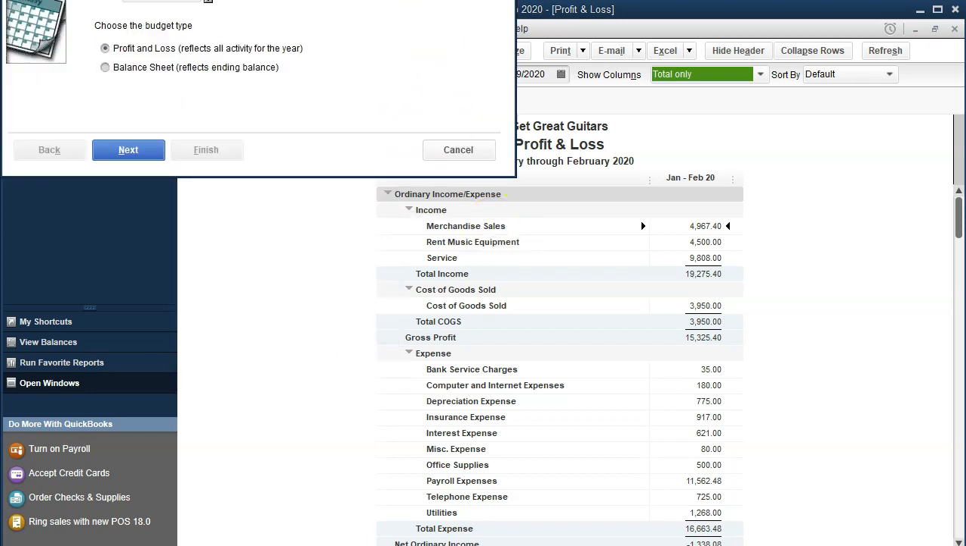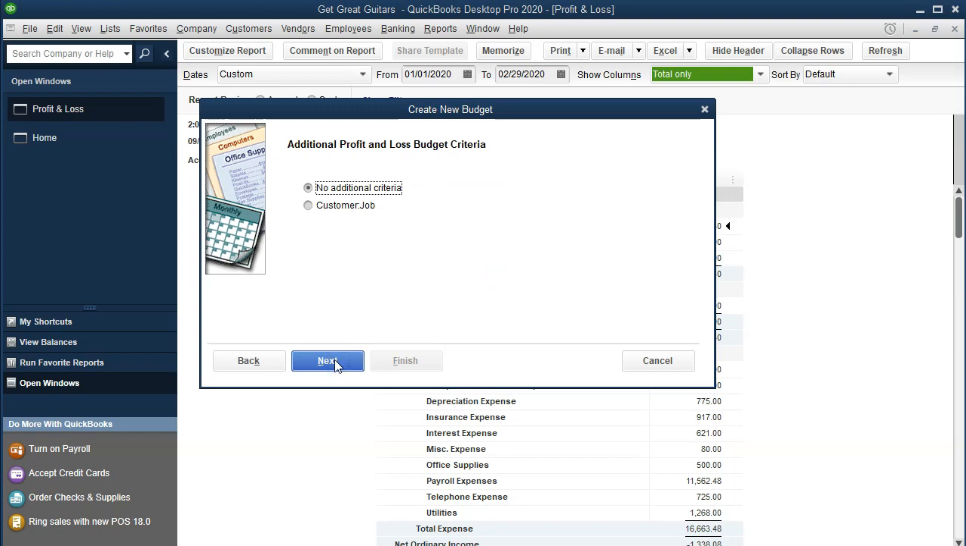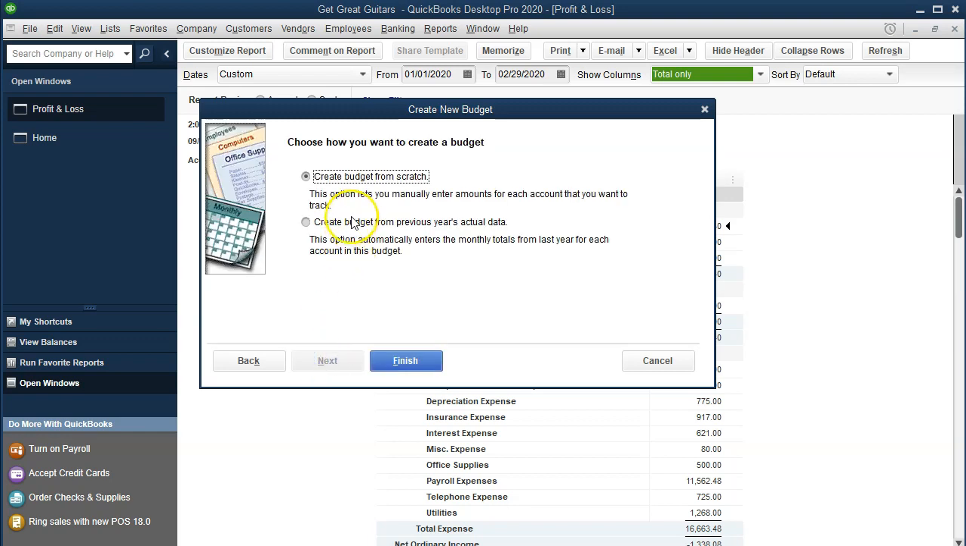And then within the set up budgets, we have the begin by specifying the year and type for the new budget. We're going to say it's going to be 2020 and choose the budget type. The default is typically going to be the profit and loss. That's going to be the typical kind of budget statement we would think of. So we're going to do 2020 profit and loss. So no additional criteria. We're going to keep it there. No customer jobs. In other words, say next. And we're going to create the budget from scratch. The other option would be to create budget from previous year's actual data. And notice once again, that's where we said we often start thinking about the budget from that standpoint.